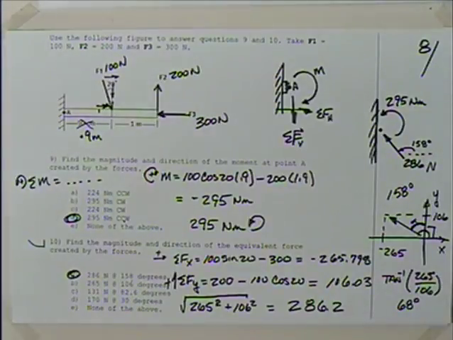Well, I will leave with that. When we get together next time, we're going to go on and talk about equilibrium in 3 dimensions. We'll do a problem on that, and that will then lead us into Chapter 6, which deals with trusses, and that will be fun as we advance into that.